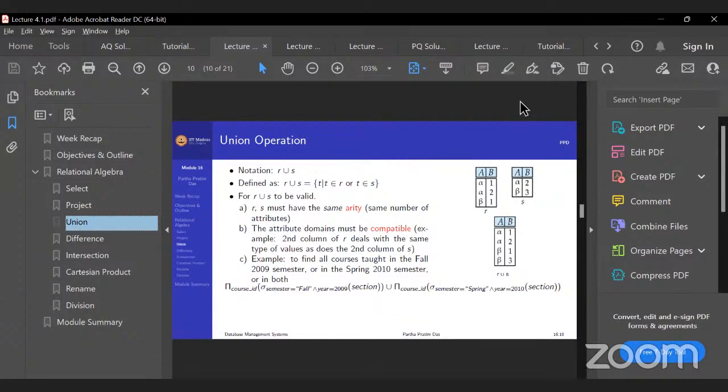These same properties apply to the union operation as well. These three are the set operations: union, difference, and intersection. So union.